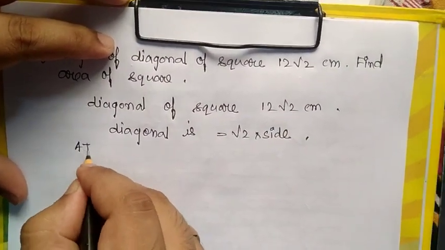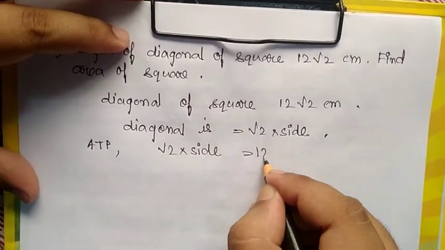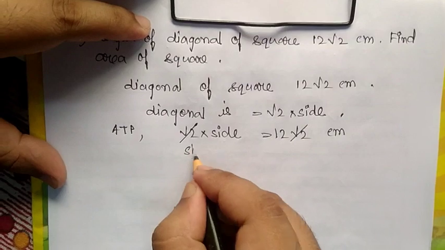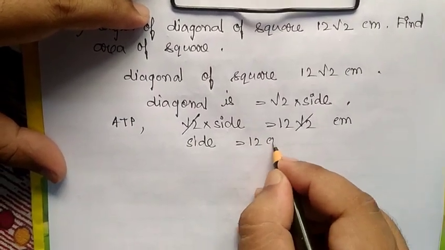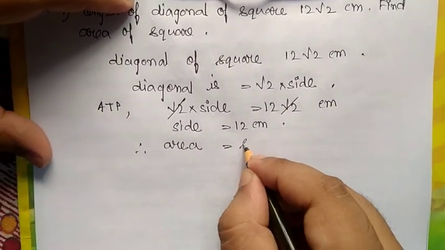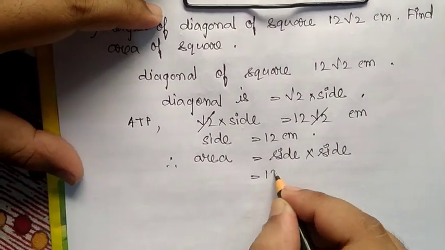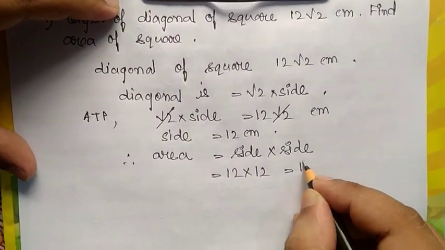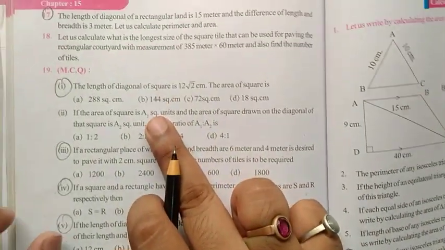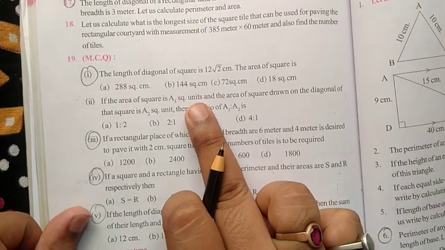So according to the problem we can say that root 2 into side equal to 12 root 2 centimeter. So we're gonna cancel out root 2 and root 2 here. So here we found that side equal to 12 centimeter. So therefore we can say that area equal to side into side. We know the area of the square is side into side. So it means 12 into 12. So 12 into 12 means 144 centimeter square. So therefore we can choose the correct answer is B from this lot. The answer is 144 square centimeter.